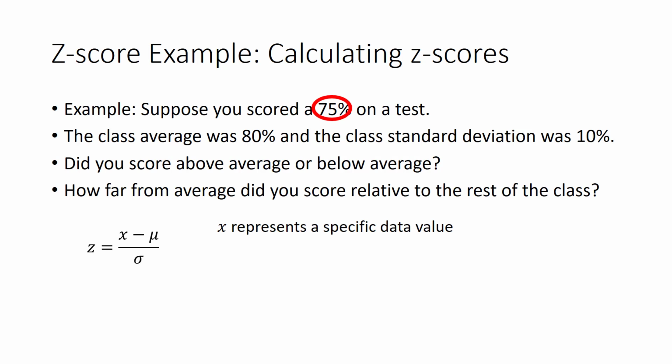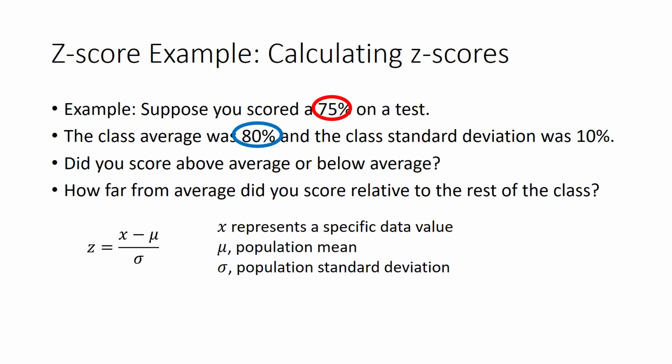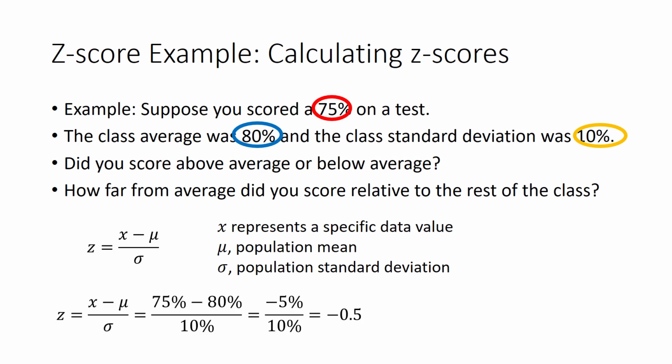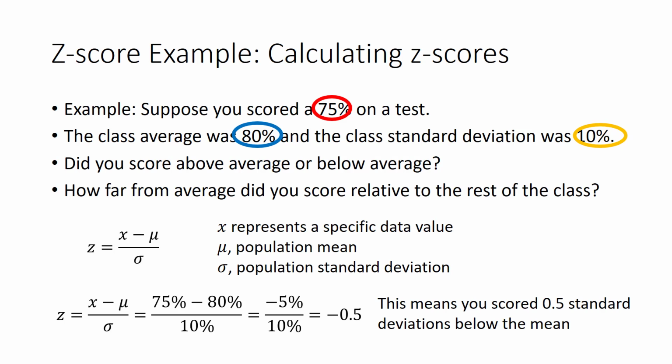So in this case, our specific data value that we're curious about is this 75%. We are comparing this to the population mean of 80% and a standard deviation of 10%. When we plug those values in, we can see that 75 is less than 80. So that gives us a negative 5% difference between your score and the rest of the class. And then we divide that by the average distance from the mean, and we end up with a z-score of negative 0.5. That means that you scored 1/2 of a standard deviation, or 0.5 standard deviations below average.